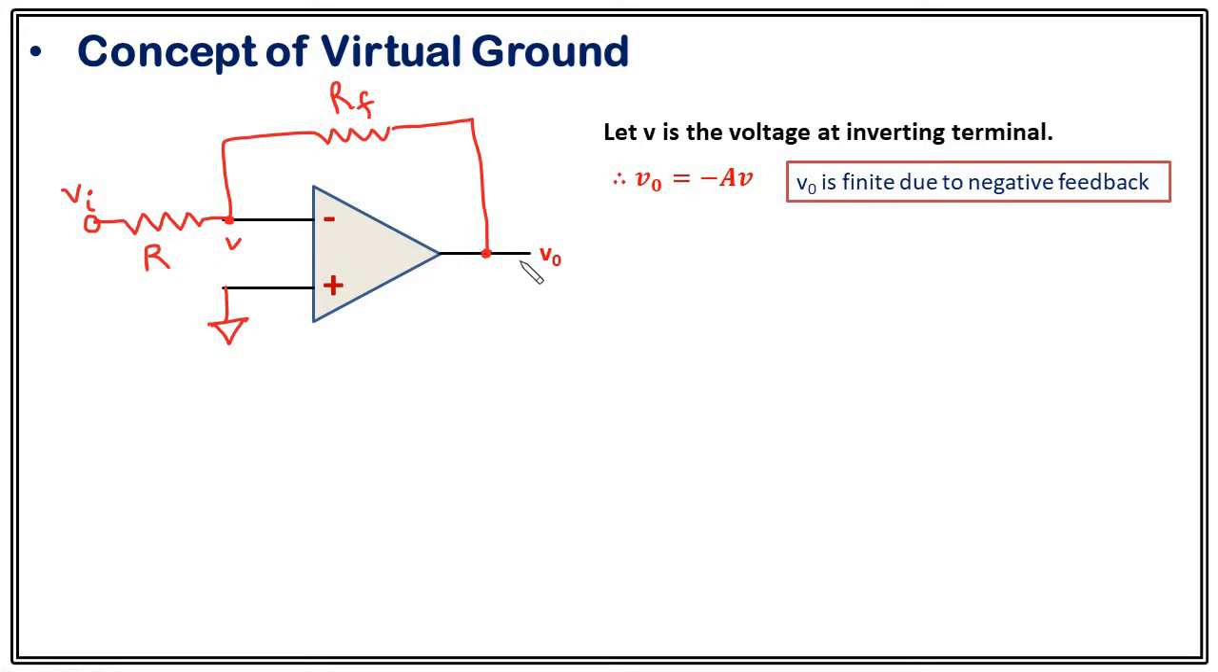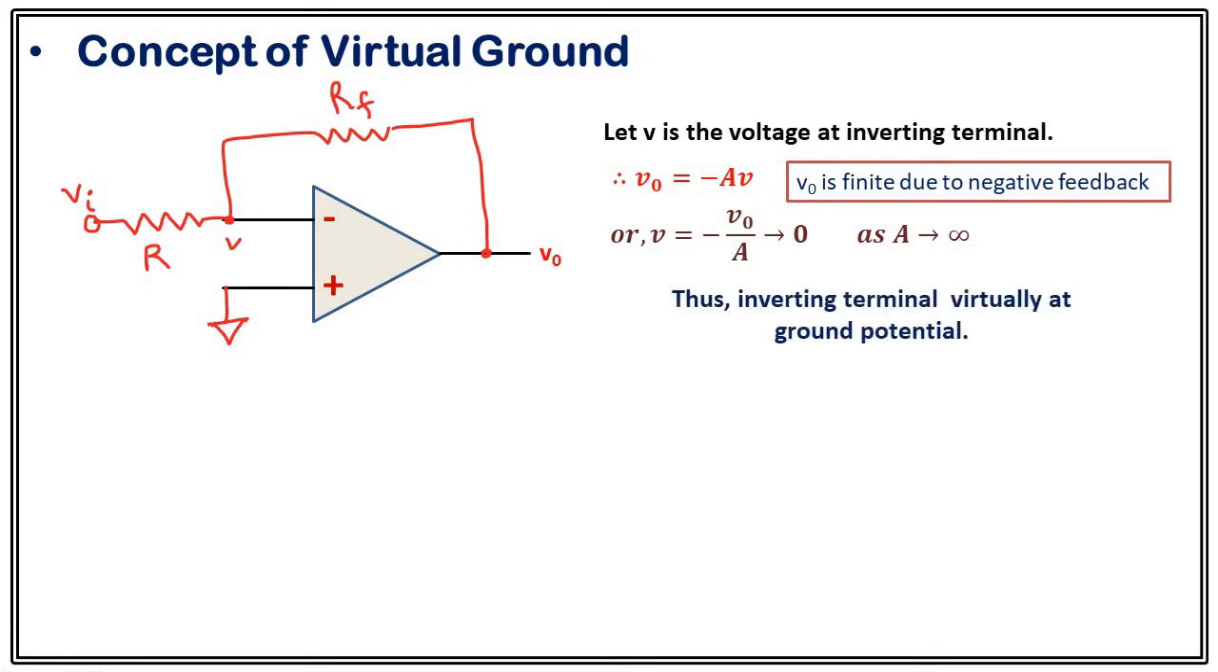As the output terminal is connected via a feedback resistor, V output is finite due to negative feedback. Therefore, from this equation, if you rearrange, we can write V equals minus V naught upon A. As V naught is finite and A is infinite, V tends to 0. That is, the voltage at the inverting terminal is 0. Thus, we can say the inverting terminal is virtually at ground potential. That is the concept of virtual ground.